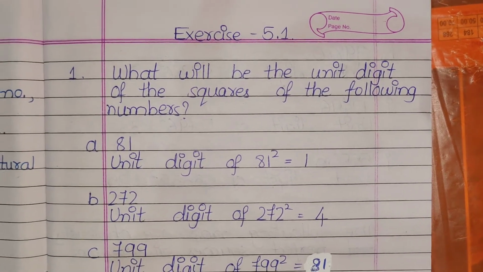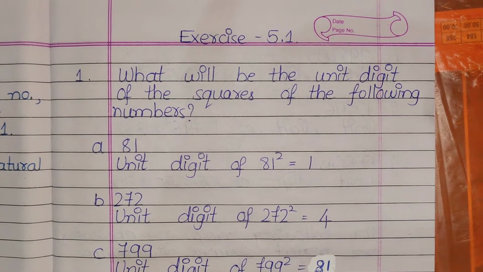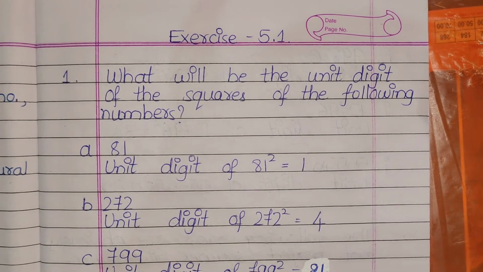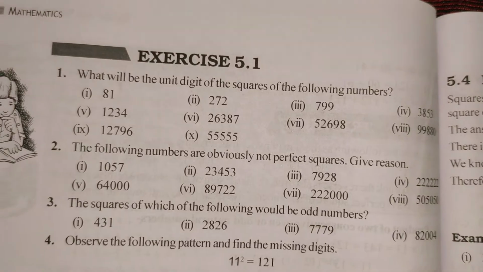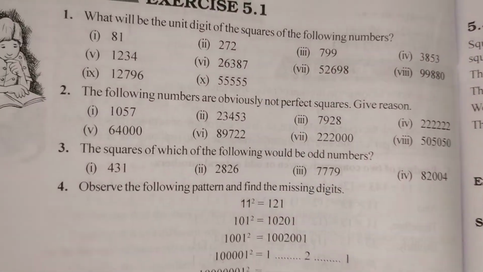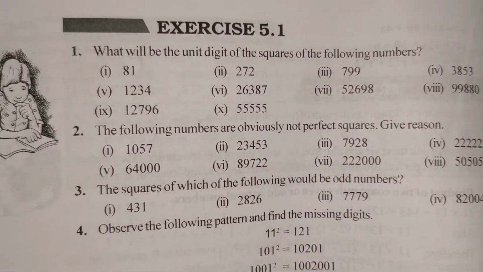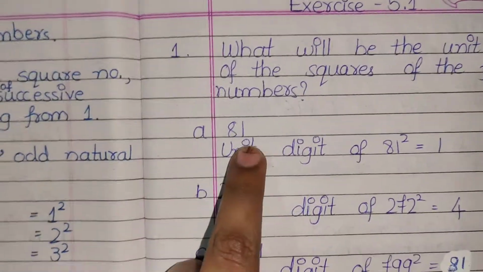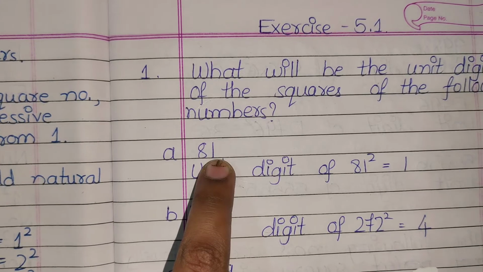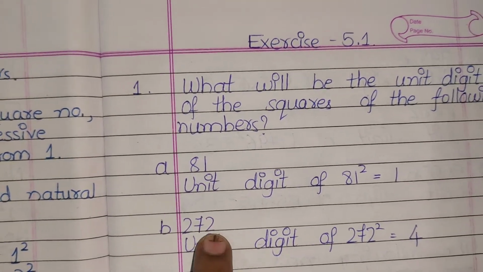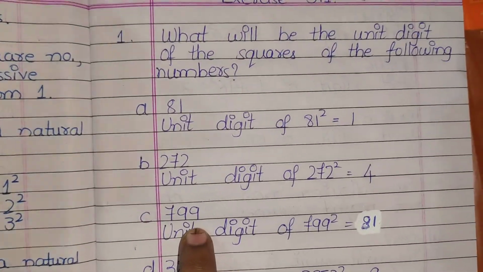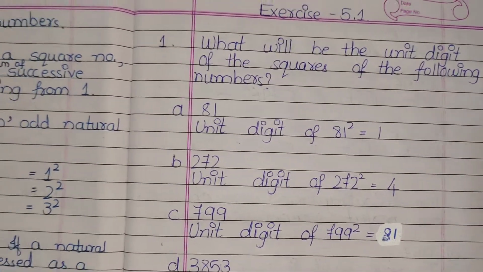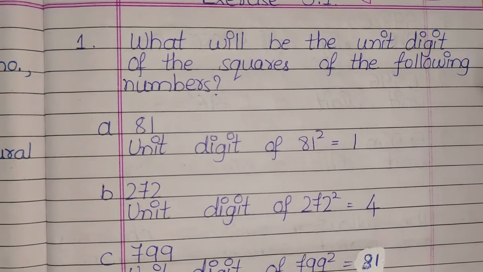The first question is, what will be the unit digit of the squares of the following numbers? Here are some numbers given, 10 questions in the first part. We have to look at the unit digit. I hope everyone knows what a unit digit is. Unit digit means the last digit of the number. You have to look at the last digit and write the square of that unit digit.